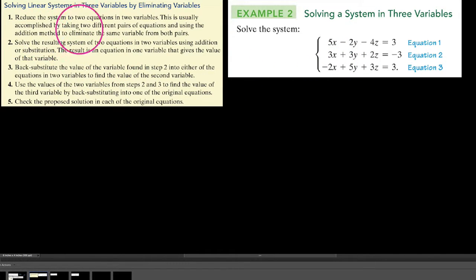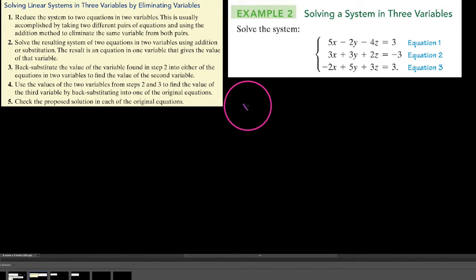But what I'll tell you is the complicated part is just putting it into words, and we'll read through this, but the process itself is really not that complicated. As we'll read in step number one, let's look at the goal to begin with. We say reduce the system to two equations and two variables.